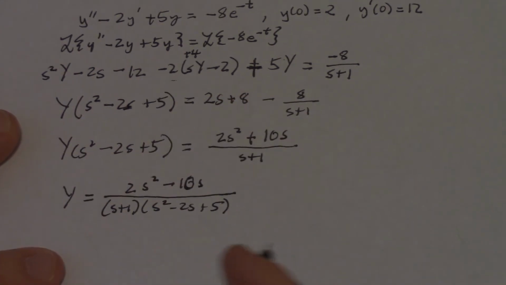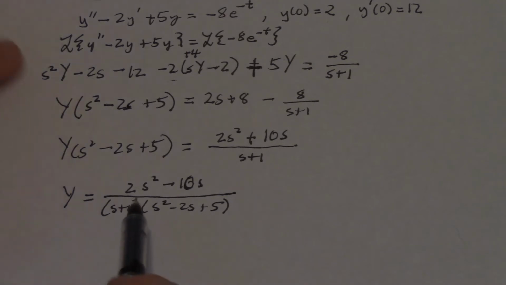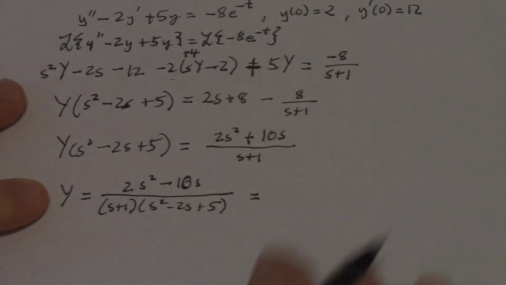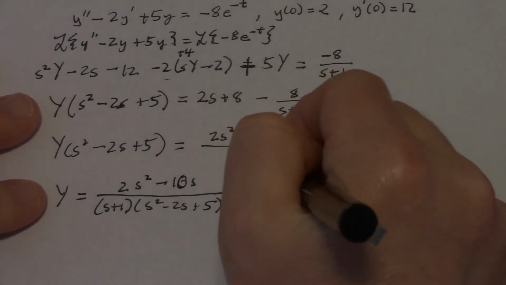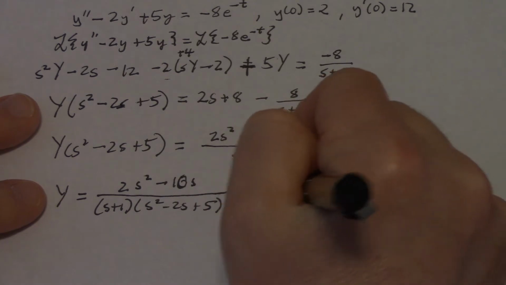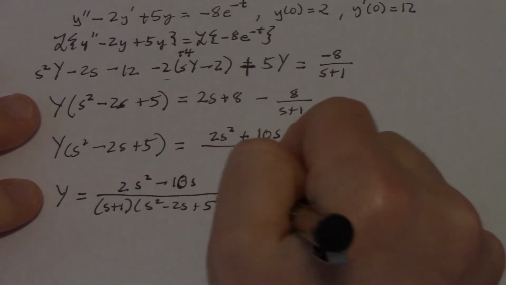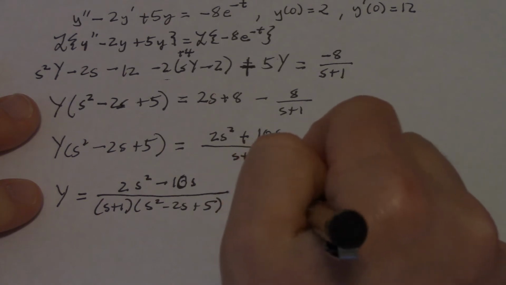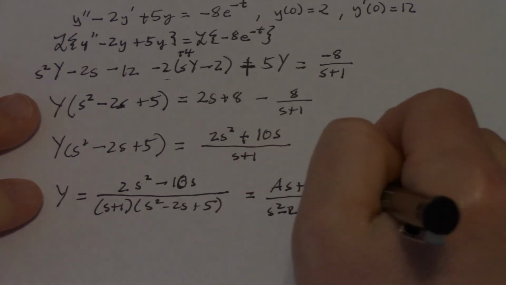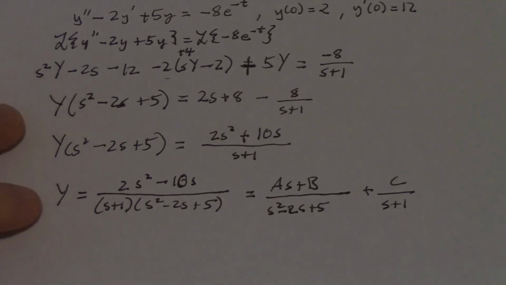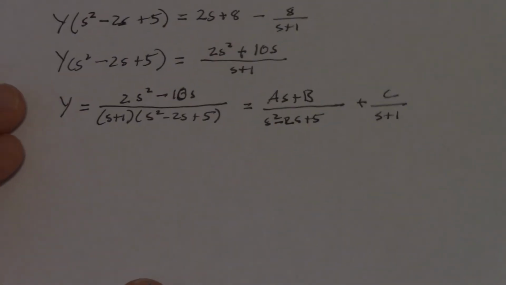Alright, so once again we moved over to Laplace Happy Fun Land. We've got a rational function. We can split it up in terms of partial fractions. So this is going to be in terms of partial fractions. I'm going to have, let's see, I think I did this the other way in my notes here. So as plus b over s squared minus 2s plus 5, and then plus c over s plus 1. Okay, and then when we line up our numerators, let's see what happens.